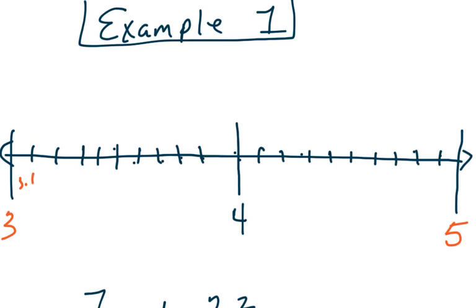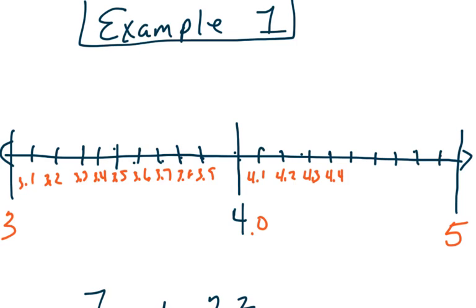This is 3.1, 3.2, 3.3, 3.4, 3.5, 3.6, 3 and 7 tenths, 3 and 8 tenths, 3 and 9 tenths, 4.0. And we have 4.1, 4.2, 4 and 3 tenths, 4 and 4 tenths, 4 and 5 tenths, 4 and 6 tenths, 4 and 7 tenths, 4 and 8 tenths, 4 and 9 tenths. Then 5 and no tenths.